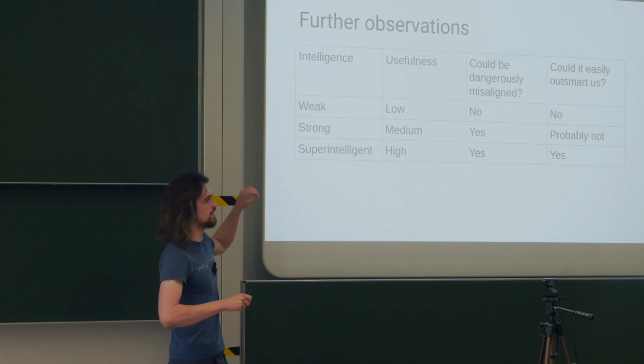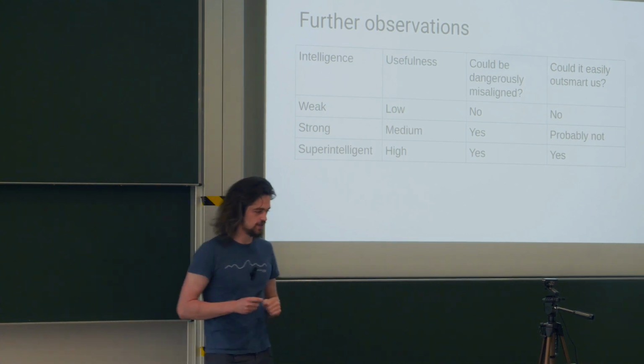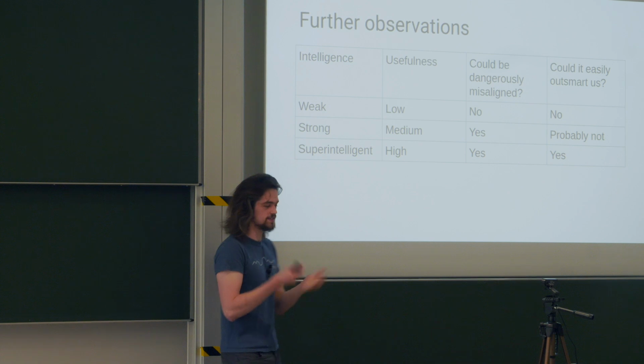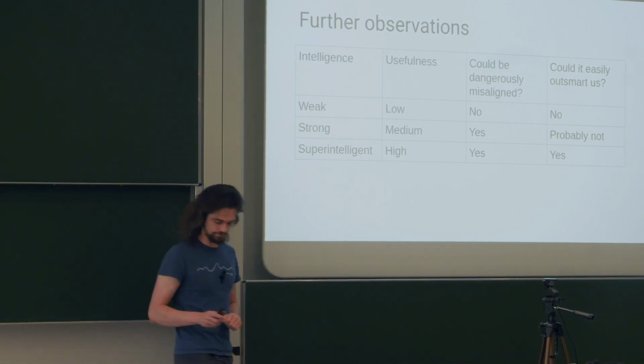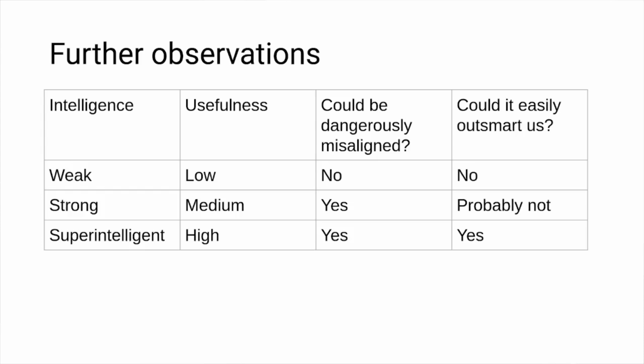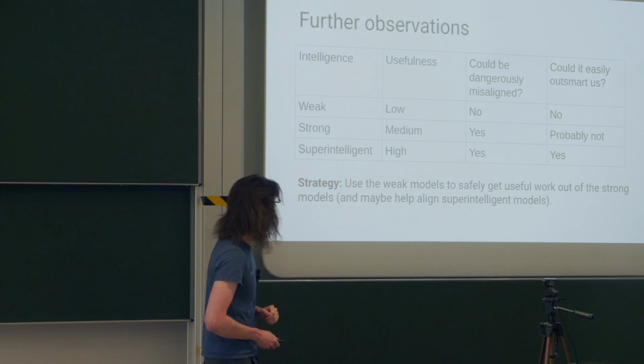However, it might be the case in the future that we have even more powerful models, these super intelligent models that are incredibly useful, could be dangerously misaligned, and could actually easily outsmart us. And so maybe, stepping back, we could come up with a strategy: what if we use the weak models to try and safely get useful work out of the strong models? And maybe help us do some work on alignment, so that when we reach super intelligent levels of capabilities, we can be confident that we can align them safely.